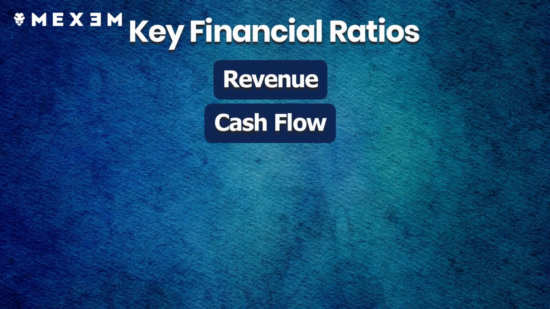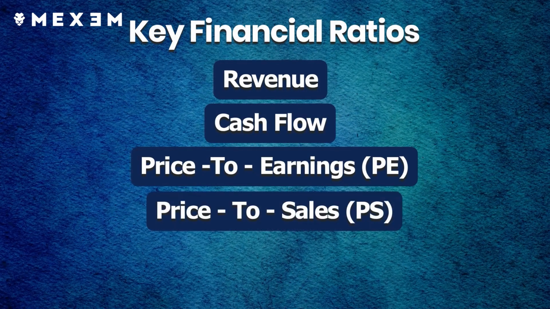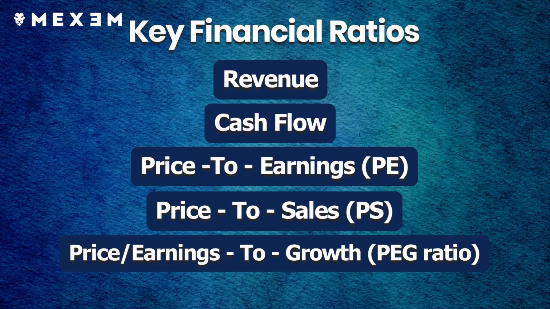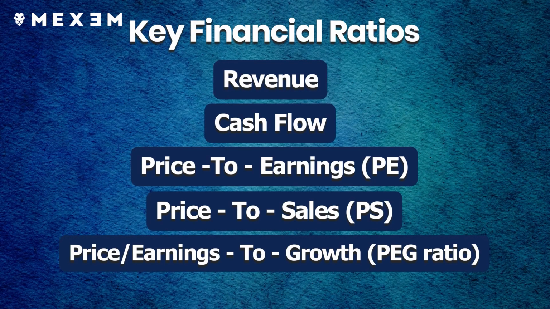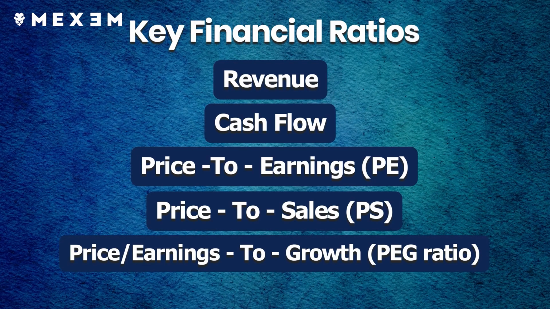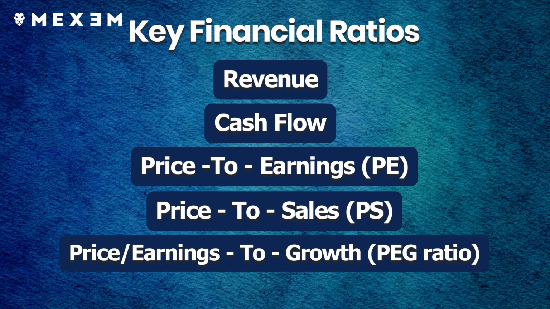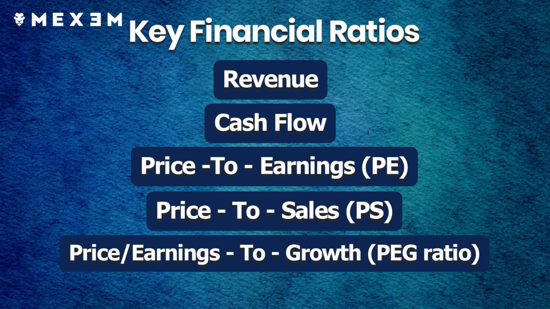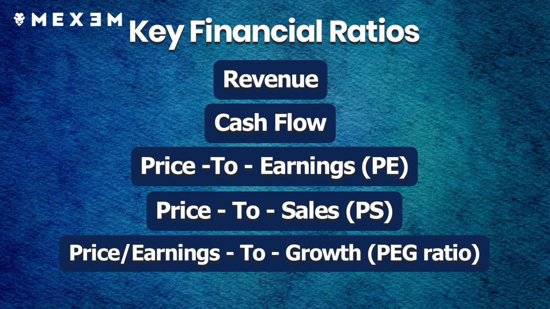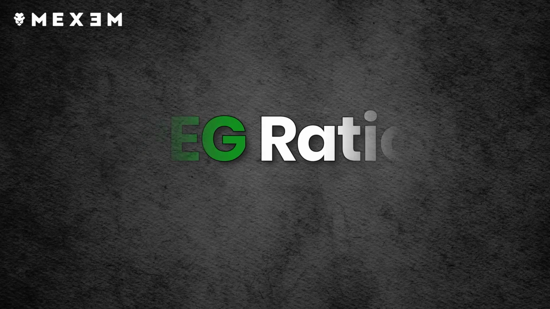By analyzing key financial ratios such as revenue, cash flow, price to earnings, price to sales, and the price/earnings to growth, or PEG ratio, investors can gain insights into a company's valuation, growth prospects, and potential for future profitability. Let's explore some of these ratios and decipher why they are important.